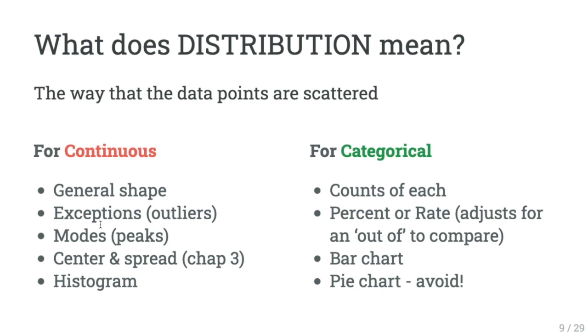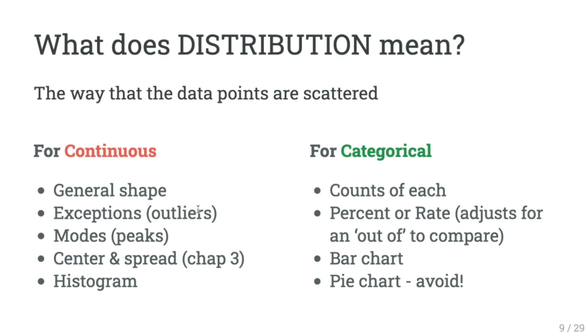We're also going to want to look at exceptions or outliers, things that are crazy points, points that don't make a ton of sense, or points that are really far away from the other points. We're also going to look at modes, where the peaks are. We're going to look at center and spread, which we talked about in chapter 3. And again, a histogram is a really good way of displaying that.